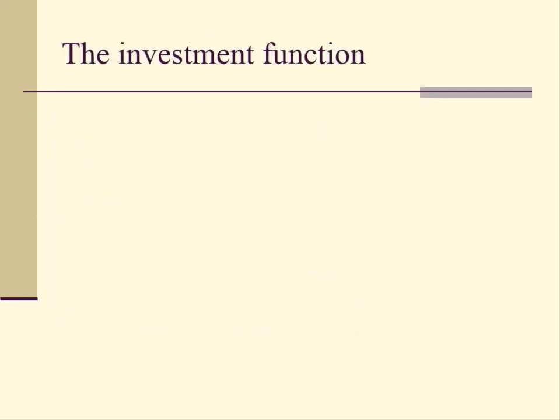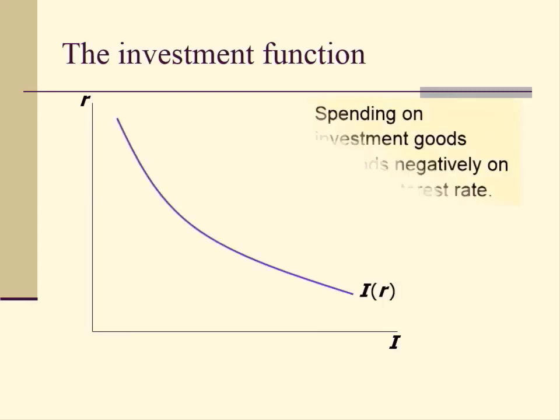So as the spending on investment goods depends negatively on the real interest rate, you can plot this. That is, on the horizontal axis, you have I, investment, and on the vertical axis R, the real interest rate, and the plot of investment should be downward sloping, as spending on investment goods depends negatively on the real interest rate.